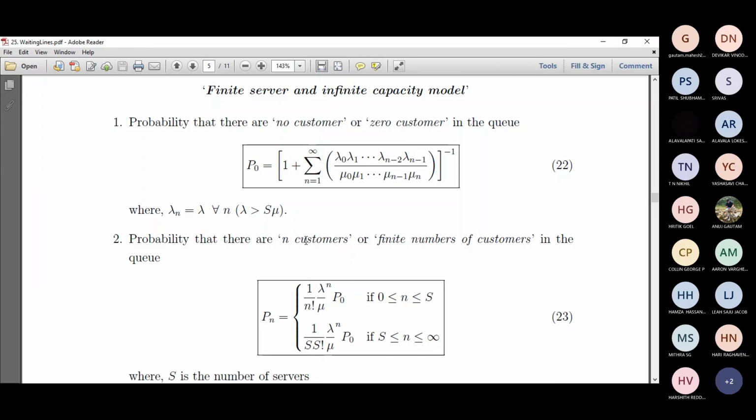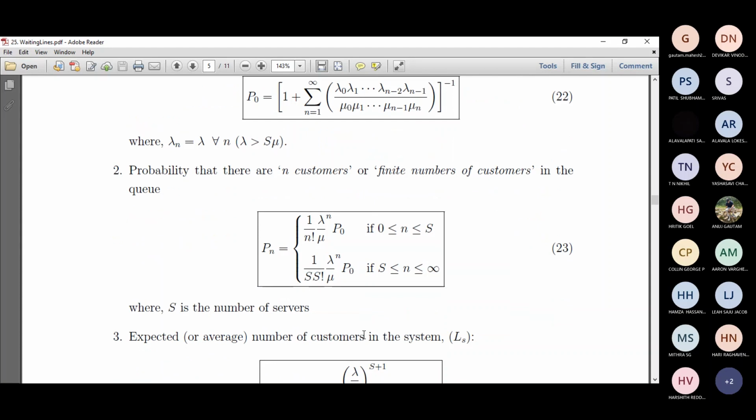The probability that there are n customers, or a finite number of customers, in the system is as follows. If n is greater than 0 but less than the server capacity s, we get the formula 1 by n factorial into lambda by mu to the power n into p0, the probability of zero customers. But if n is greater than s, the server capacity, and nearing infinity, the formula is 1 divided by s into s factorial multiplied by lambda by mu to the power n into p0, where s is the number of servers.